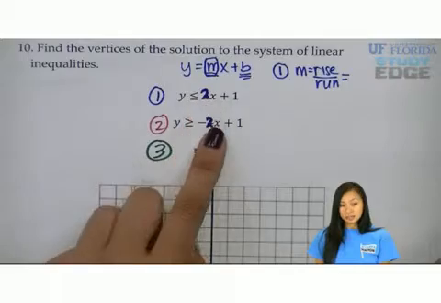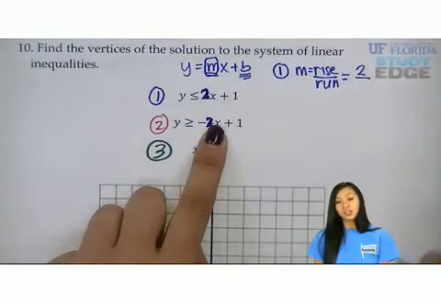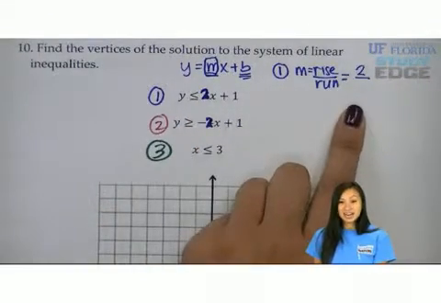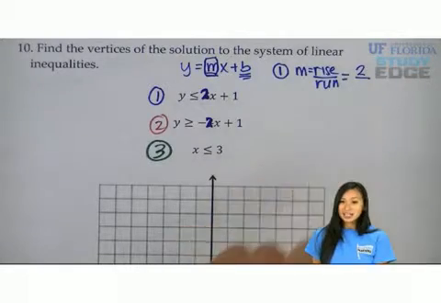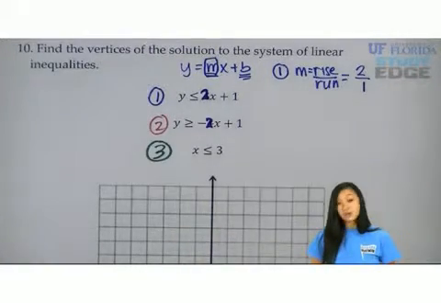It's the number next to x. So it's 2 over, it's not a fraction. Can I change it to a fraction? Oh, yes, you can. Just put over 1. There we go. I have the slope.